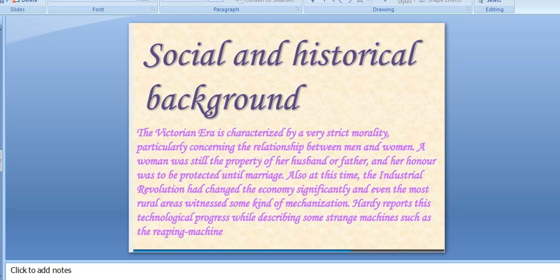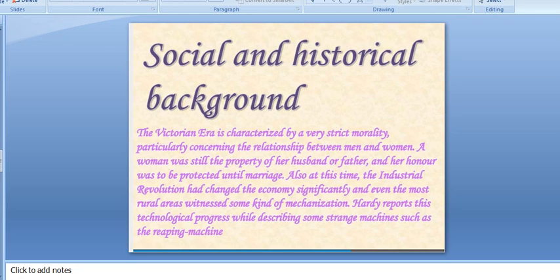Social and historical background. The Victorian era is characterized by a very strict morality, particularly concerning the relationship between men and women. A woman was still the property of her husband, or rather her father, and her honor was to be protected until marriage. Also, at this time, the Industrial Revolution had changed the economy significantly, and even the most rural areas witnessed some kind of mechanization.